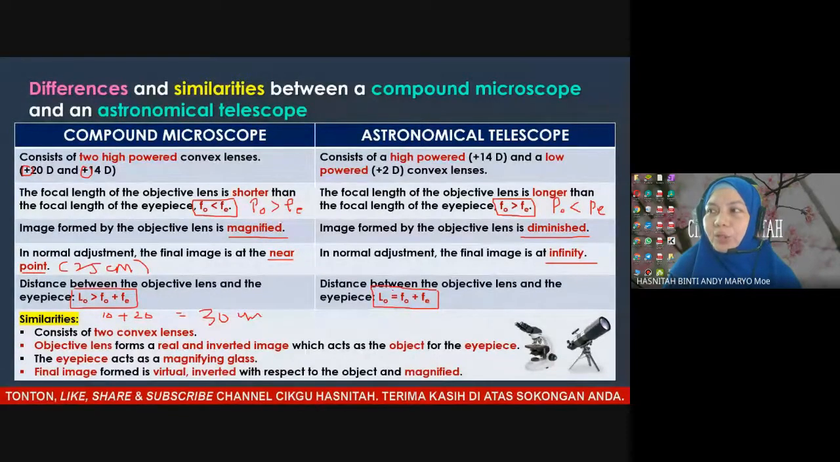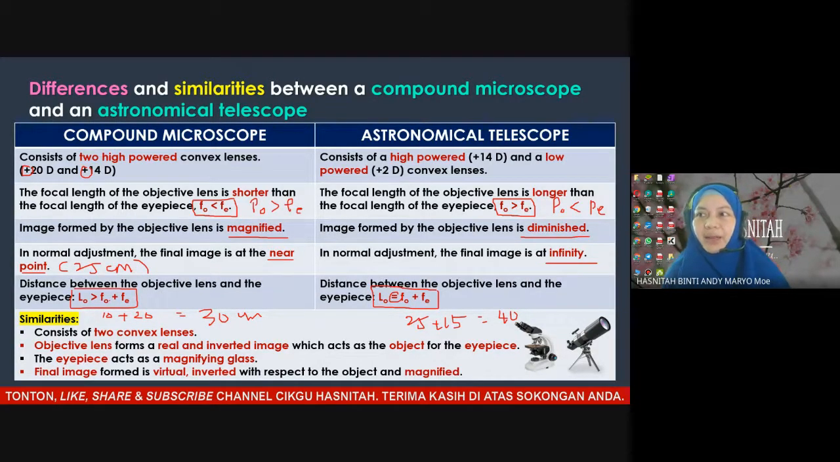Meanwhile, for the telescope, let's say the focal length of the objective has a distance of 25. And let's say the eyepiece has a distance of 15. When you add these two, it will be 40, right? 40, which means the distance between the two lenses must be exactly 40 cm. Ya, dia mesti sama. Okay, so I hope now you are clear with this.